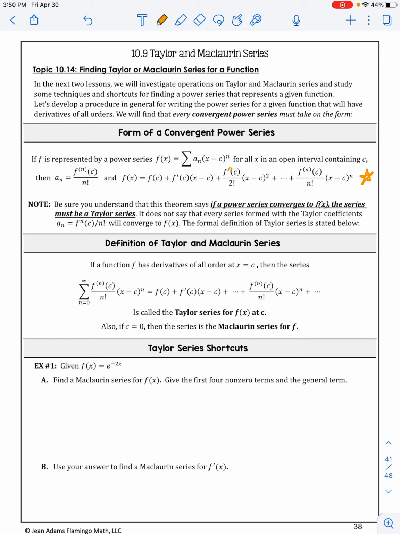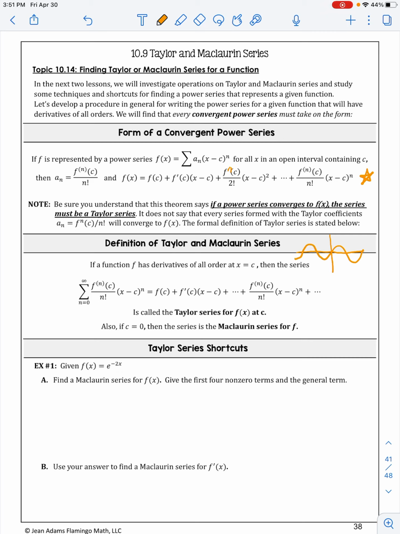Note, be sure you understand that this theorem says if a power series converges to f of x, the series must be a Taylor series. It does not say that every series formed with the Taylor coefficients, a sub n equals the nth derivative of f at c divided by n factorial, will converge to f of x. The formal definition of Taylor series is stated below.